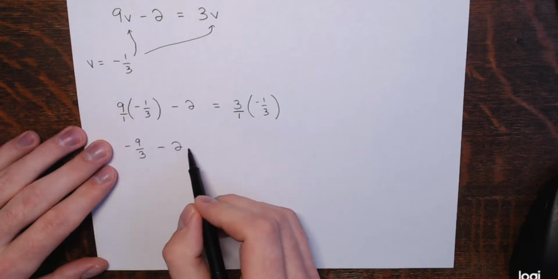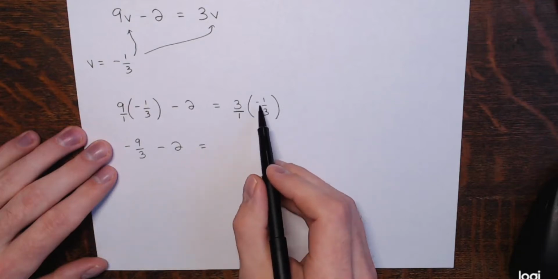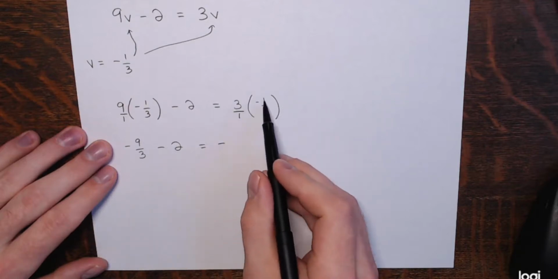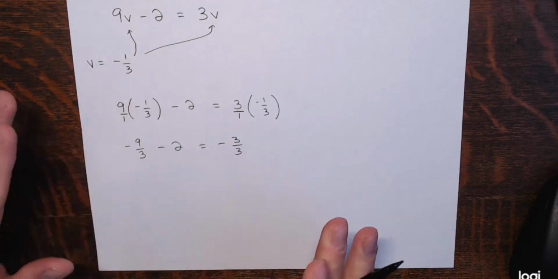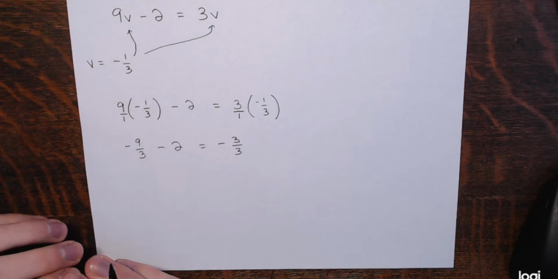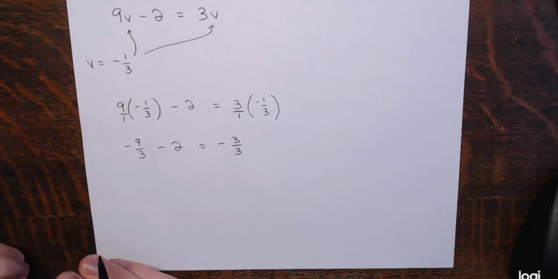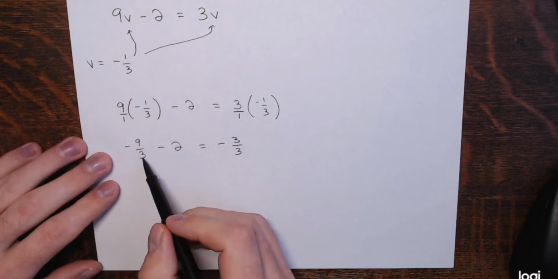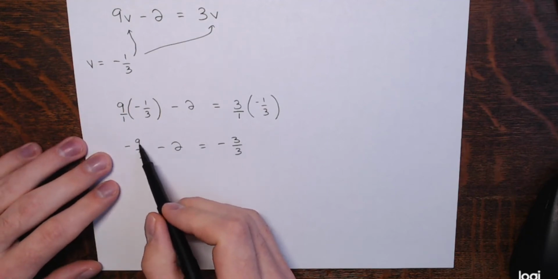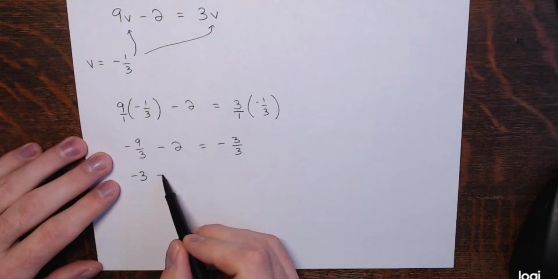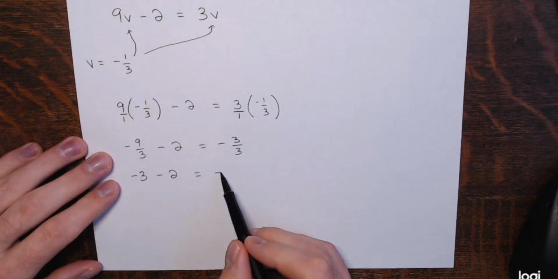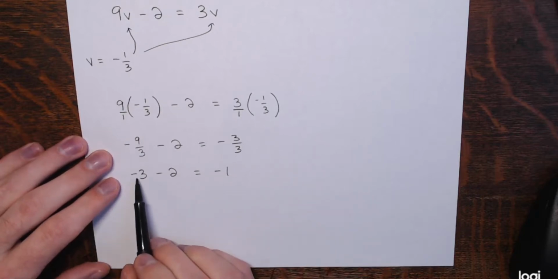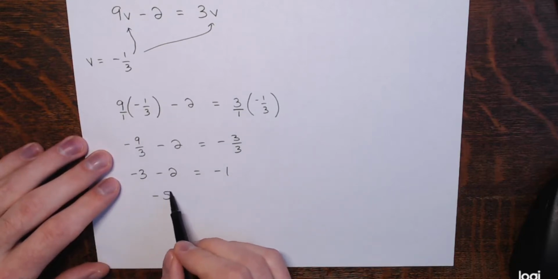and minus 2 equals, and then a positive times a negative is negative, and 3 times 1 is 3/3. Again, multiplying fractions, you don't need the same denominator. You just multiply the numerators, multiply the denominators, and simplify if need be. Now here you can easily simplify. 9 divided by 3 is 3, so this is negative 3 minus 2. And 3 divided by 3 is 1, so this is negative 1 on the other side. Negative 3 minus 2 is negative 5 on the left, negative 1 on the right.